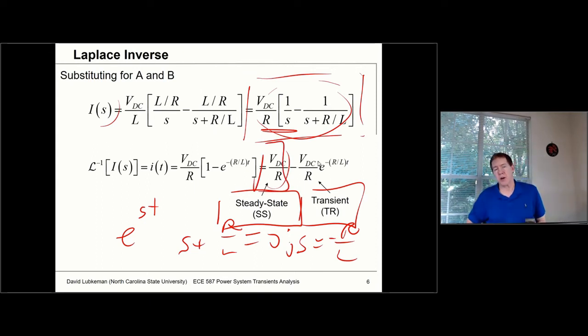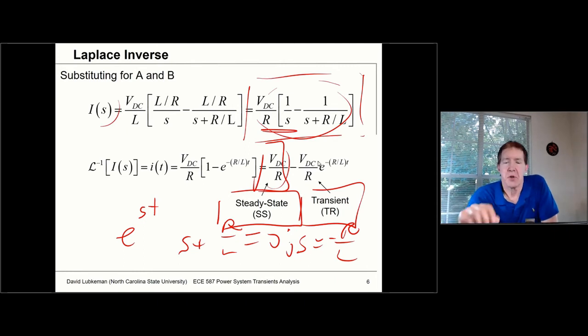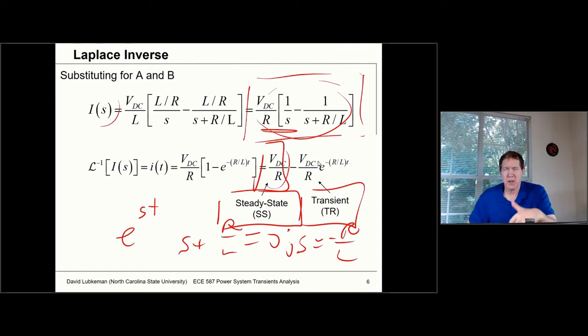The second part corresponds to the transient. What we're going to see here is that at time equals 0, the first term and the second term cancel out and the current is equal to 0, which is what we would expect. Then we have an exponential change where the current goes from 0 to VDC over R. It almost looks like the circuit is charging the inductor up in a way. So anyway, this is how you would work this problem through if you're using Laplace transforms.